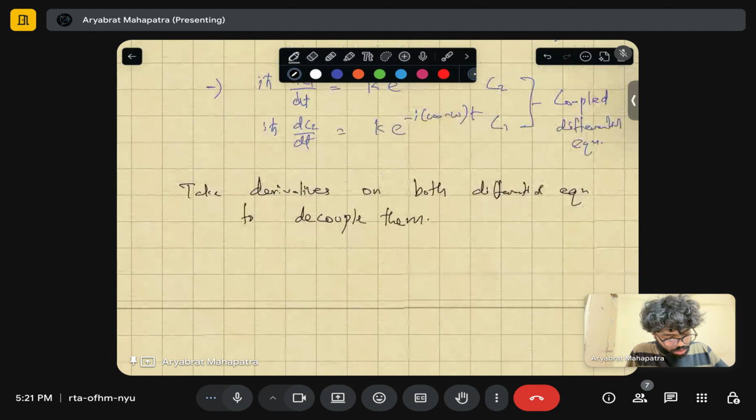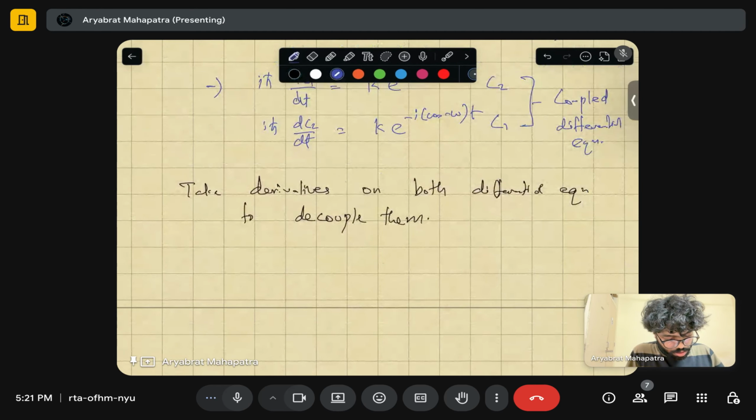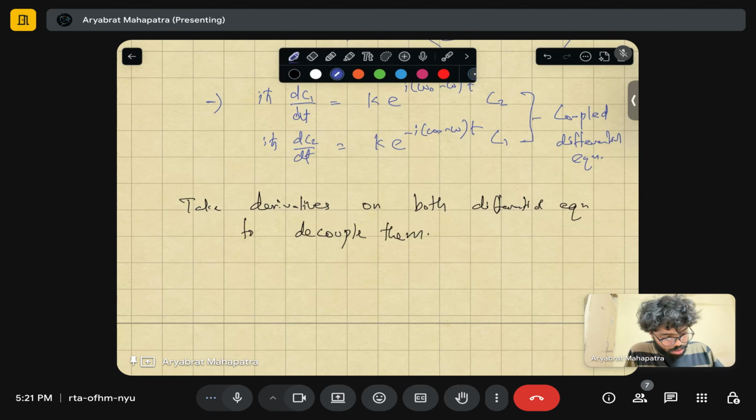So if you take the derivative on this equation, first take the derivative on this one. In the LHS you will have the second derivative, d square c1 by dt square.